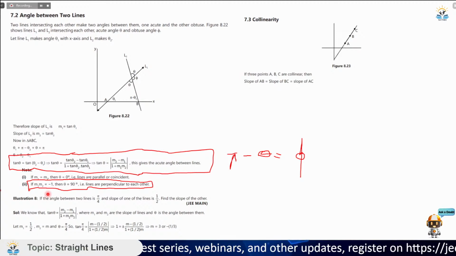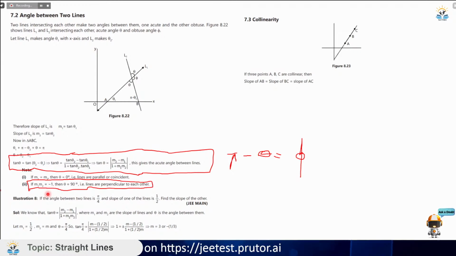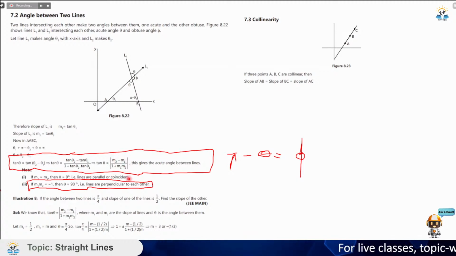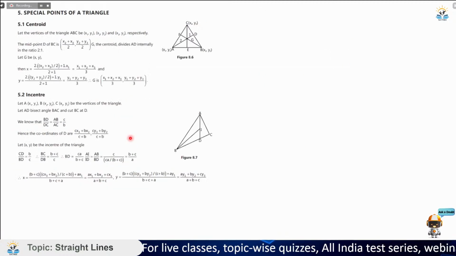tan pi by 4 is equal to 1. So 1 is equal to (m2 minus 1 by 2) upon (1 plus m2 by 2). We have to find m2. The value will be 3 and minus 3, since this will be plus minus, because there is a mod. Lines can go either way, one can also be perpendicular, but the angle theta will be the same.